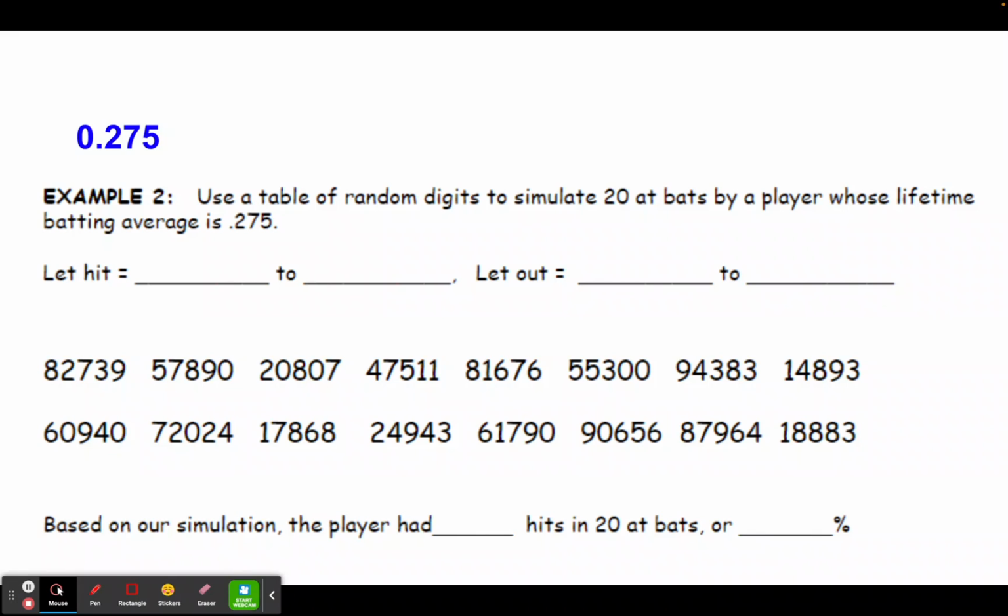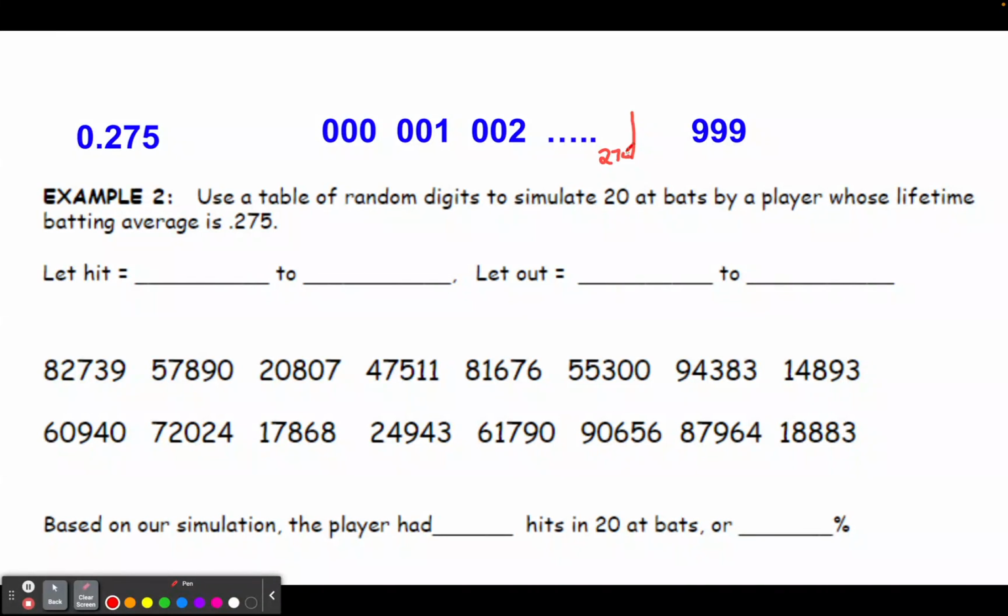So if we were going to list out all the 3-digit numbers, essentially there would be 1,000 of them, right? Because we would start with 000, next we would have 001, 002, and so on, all the way up to 999. So how do we count off the first 275 random digits? Well, we wouldn't go all the way up to 275, because if we did that and we had the 0 in there, that would give us 276 of them. So where we need to stop our counting is where 274 is the last one.